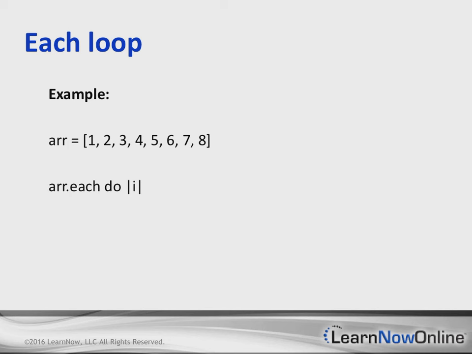A basic example is we have an array, and with an each loop, all we have to do is type in array.each do, and then we can use the I in the pipe syntax. We do that because that's what's going to give us access to each one of those elements. In this case, I just want to print each one of them out, and that is all we have to do.